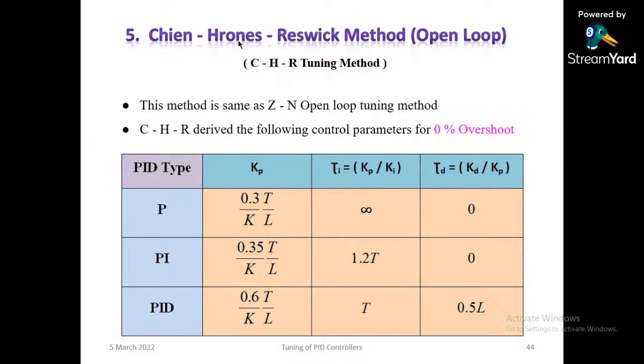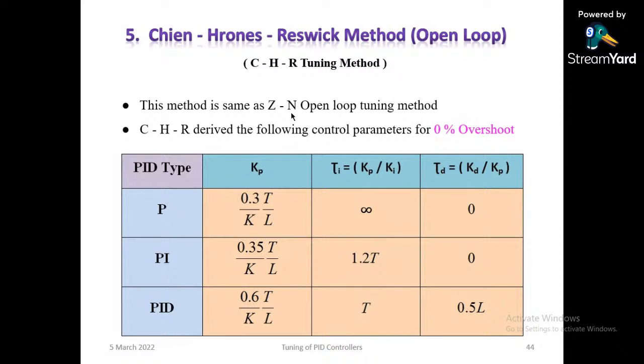Just त्यांनी काय केलं की त्यांचा स्वतःचा एक टेबल डिराईव्ह केला. They derive their own table for 0% overshoot. इथे ओव्हरशूट मिळणारच नाही तुम्हाला. They said that use again same method, Ziegler-Nichols open loop method.